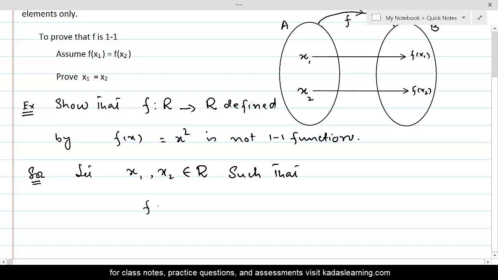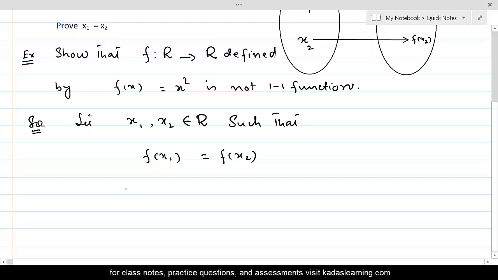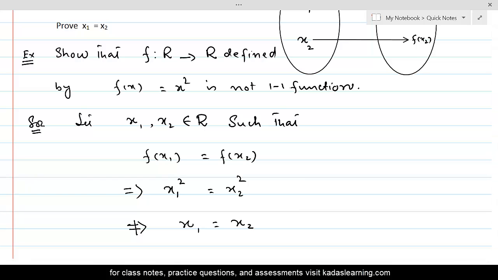f of x1, and this is how we are going to do always. We will consider two elements in the range are equal. So we assume f of x1 is equal to f of x2. If this is so, then x1 square is equal to x2 square by definition. But this does not mean that x1 is equal to x2. If x1 square is equal to x2 square, it doesn't mean that x1 is equal to x2.